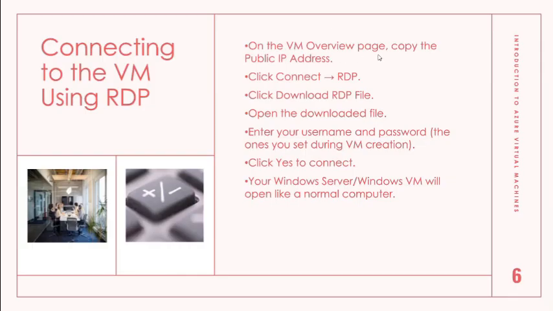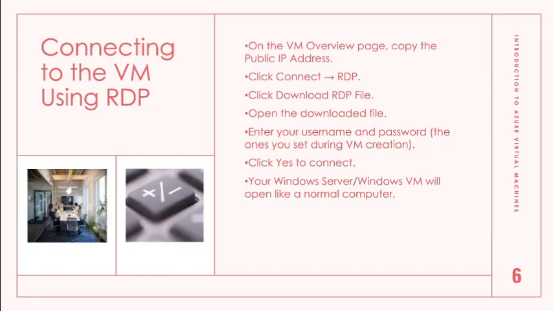So on the VM overview page, you copy your public IP address, you click on connect, RDP, you see a download RDP file. There are two ways you can actually access your RDP file. You can go to your Windows button on your computer, click on it, type remote desktop, click on it, then input your public IP address, and it loads, then you input your password. The one here too is another way.